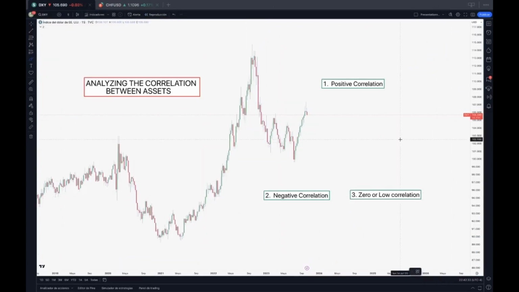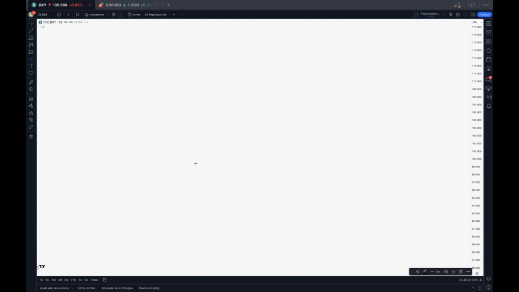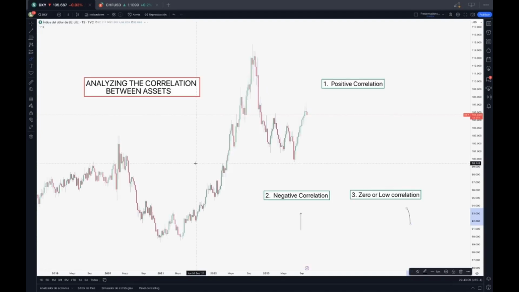Now let's move on to the second and third kinds of correlation: negative correlations and zero or low correlations, right? The negative correlation indicates that two assets tend to move in opposite directions, not as we were seeing in this example. Also, with zero or low correlations, if two assets have a correlation close to zero or very low, their movements are independent of each other. So this provides effective diversification, as the movement in one asset is not related to the movement in the other. So that's when the impact of diversification takes place.